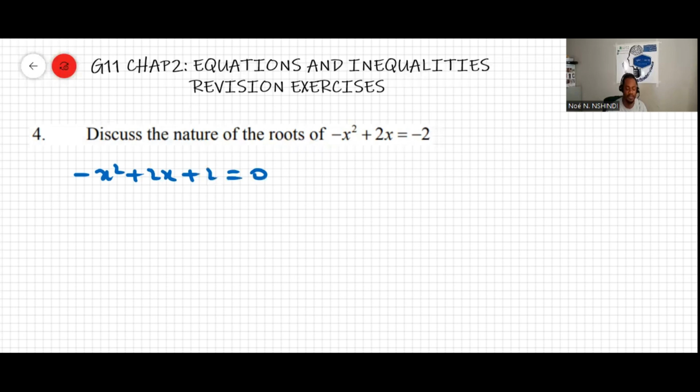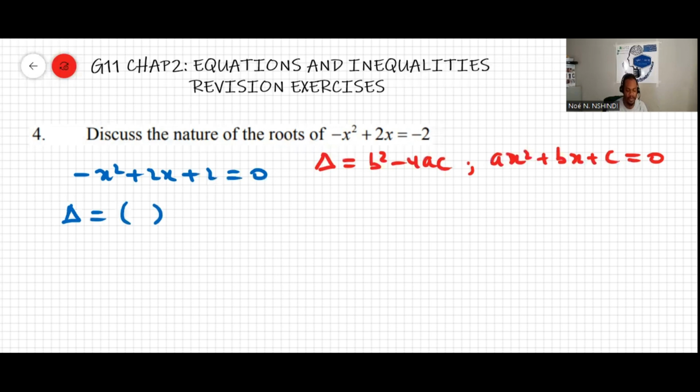Okay. Now the nature of the roots is determined by what you call delta. The discriminant delta is given by b squared minus 4ac. Those are exactly the coefficients of the quadratic equation. Okay, so I'm going to work out delta here. It will be equal to b squared minus 4a times c. Now substitute: b is 2, a is -1, and c is 2. And this is equal to what? That makes 4 plus 8, which is equal to 12.